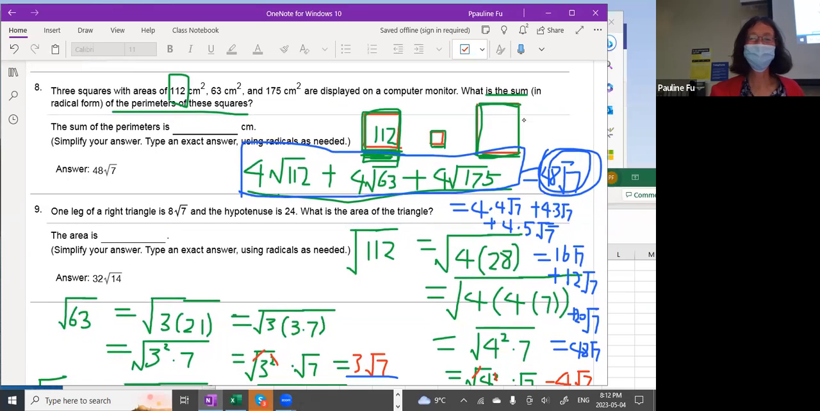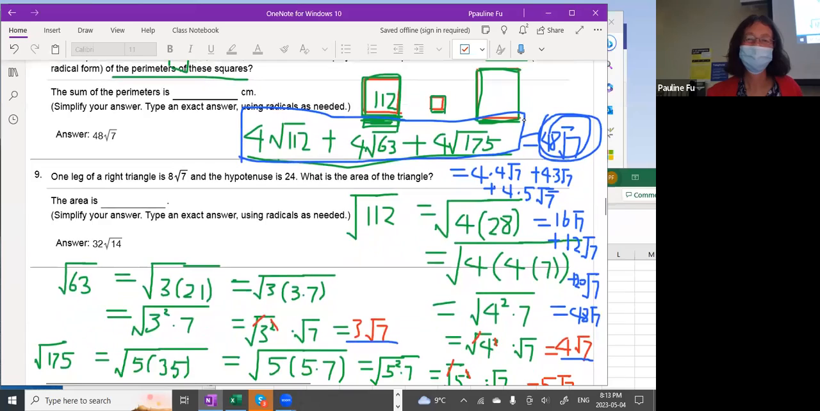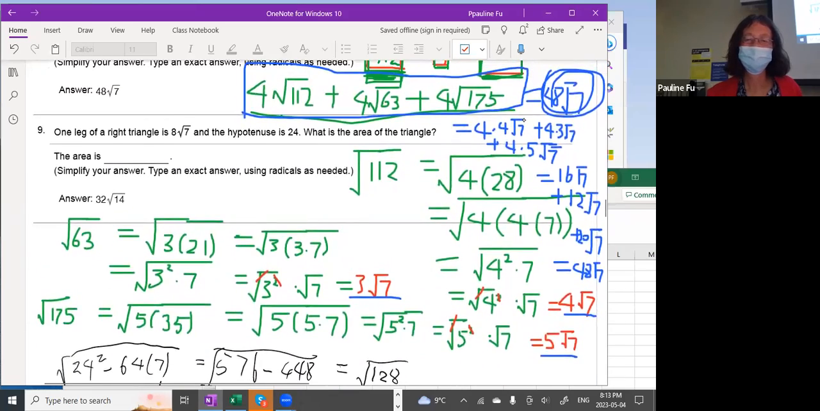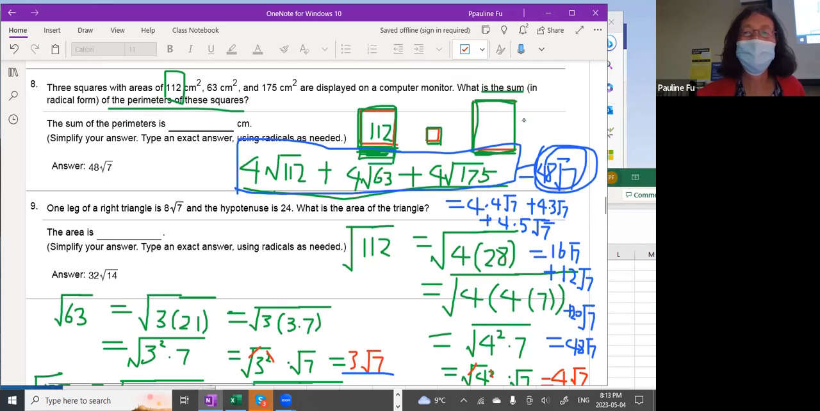Question 8. Three squares with areas of, I have 3 squares here, you see on my diagram. 112, 63, and 175. What is the sum of the perimeters of the squares? You are given those numbers as areas.